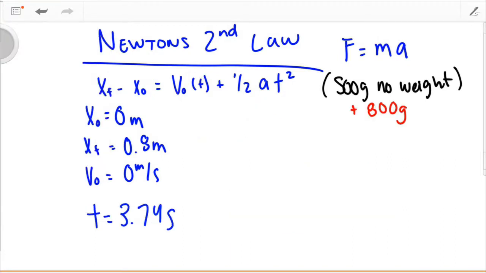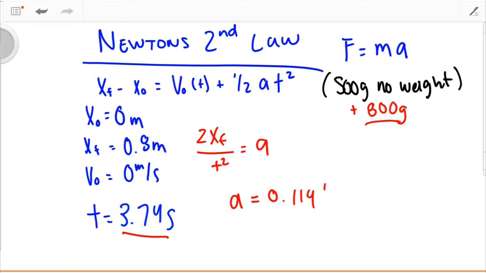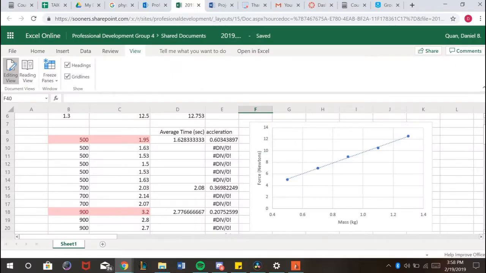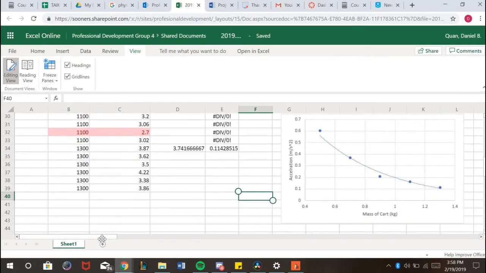However, if we use the same dimensions and we add a little bit of weight to the cart, say 800 grams, we found that the time it took to travel the same fixed distance was much greater. And if we use the same formula from before, we find that the acceleration is equal to 0.114 meters per second squared. And if we look at this data here, we can see that the force increases as mass increases. However, the acceleration decreases as the mass increases.